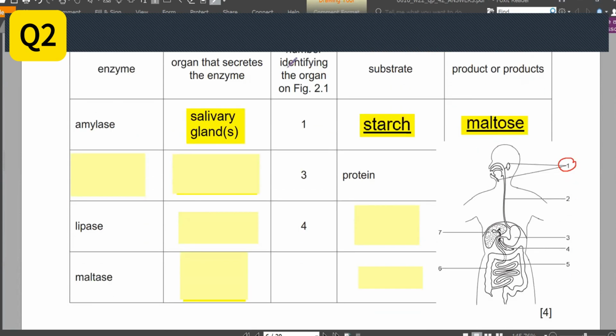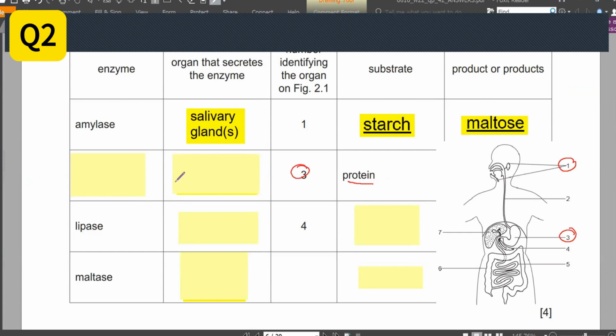Next. Here, the information that we have is number 3. Number 3 is related. We can see the stomach here, so we are referring to the stomach. The substrate is protein. That makes sense. We know that the main function of the stomach is for protein digestion.